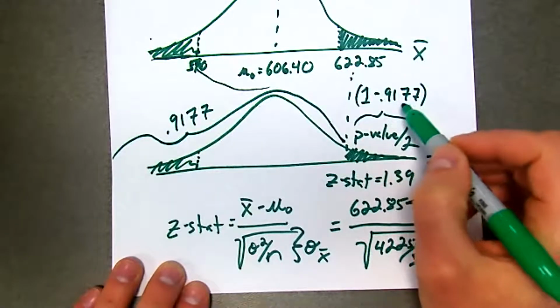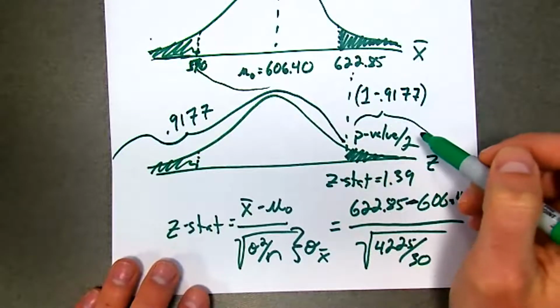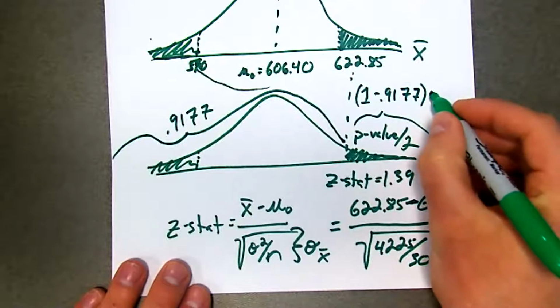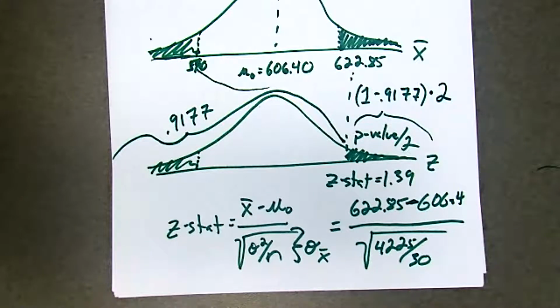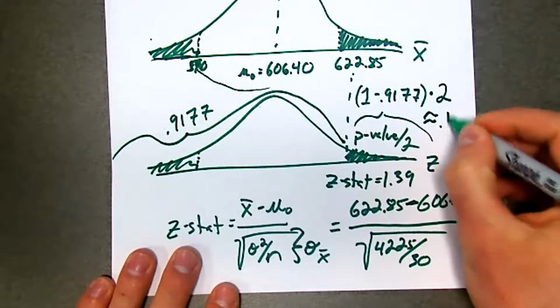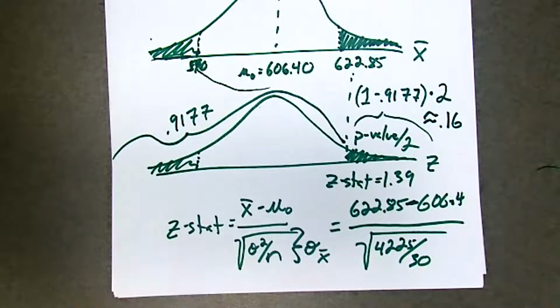But now that only represents half of my p-value, so to get my total p-value, for a two-tailed test, I still need to multiply it by 2, right? Because I've got two tails on either side that are the same size. Okay, so if I do this, I get approximately 0.16. Pretty high p-value. Once I have the p-value, I can start to think about whether I can make rejections at different levels.